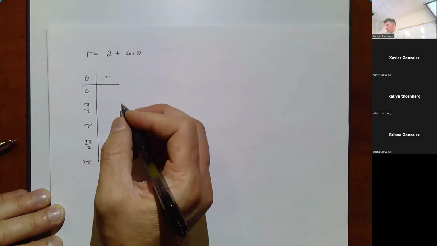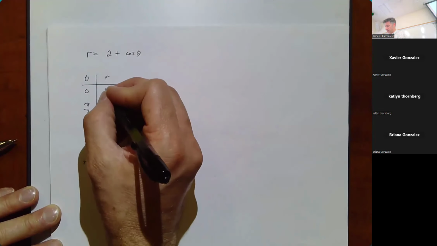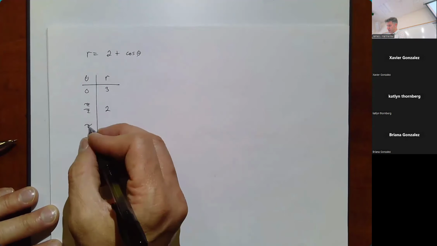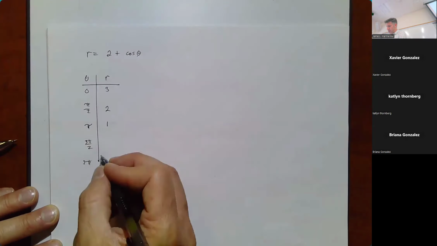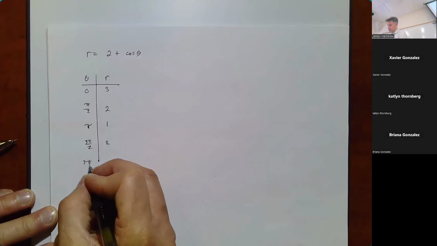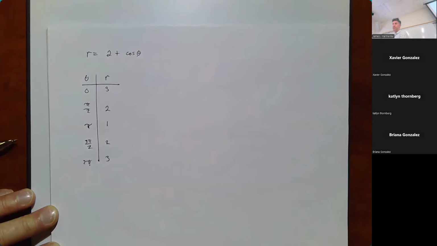So here are the values. Cosine of 0 is 1, so you get 2 plus 1, which is 3. Cosine of pi over 2 is 0, so we get 2 plus 0, which is 2. Cosine of pi is negative 1, so you get 1. Cosine of 3 pi over 2 is 0, so you get 2. And cosine of 2 pi is 1, so you get 3.